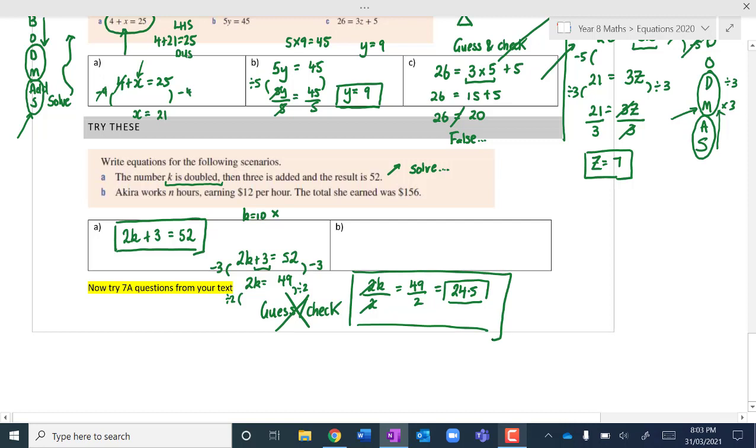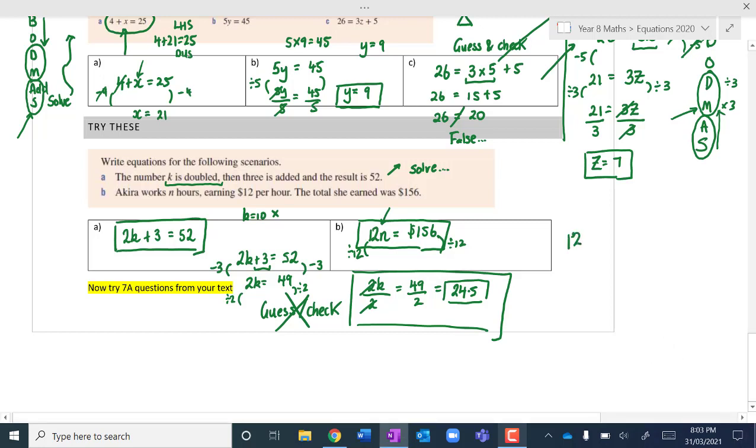Now, Kira works n hours earning $12 per hour. So if I was to multiply 12 by n, that would be she's earned $156. So how could we go ahead and find this? Well, if I wanted to find n, what would I have to do to both sides? n's multiplied by 12, so what's the opposite of that? It's divide by 12. So if we wanted to solve this equation, we'd solve it that way, and guessing and checking is not really going to work.